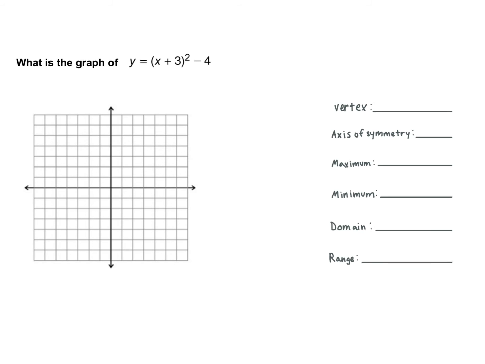All right, so the next one. First thing we want to do is find our vertex. What's our vertex going to be? Negative 3 comma negative 4, because remember, you always have to change the sign of your h. So negative 3 comma negative 4. What's my axis of symmetry? X equals negative 3. So let's plot those two things on our graph. I'm going to go to the left to negative 3 and down 4. Then I'm going to put my axis of symmetry right through it.